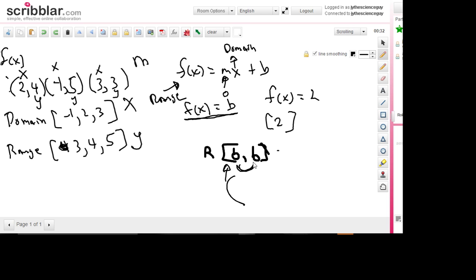Without the equal to sign. Okay, that makes sense. So remember, whenever they say domain, you're talking about the possible values for x. And when they talk about range, they're talking about the possible values for y.